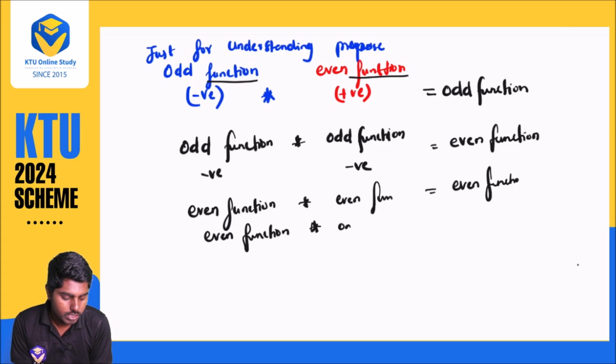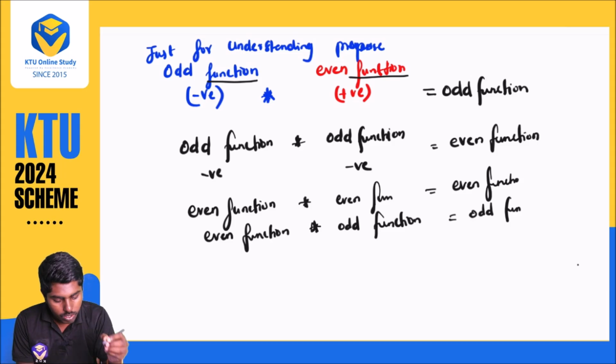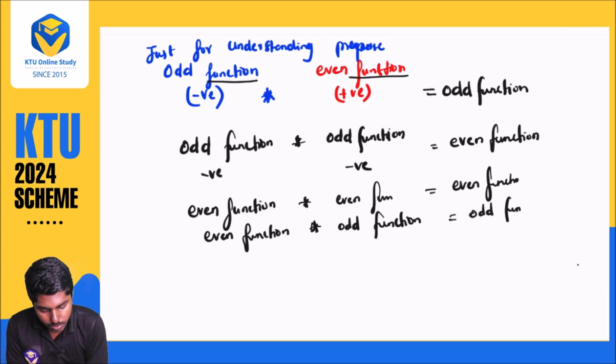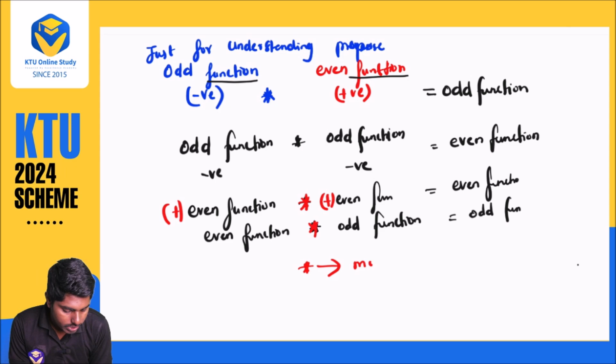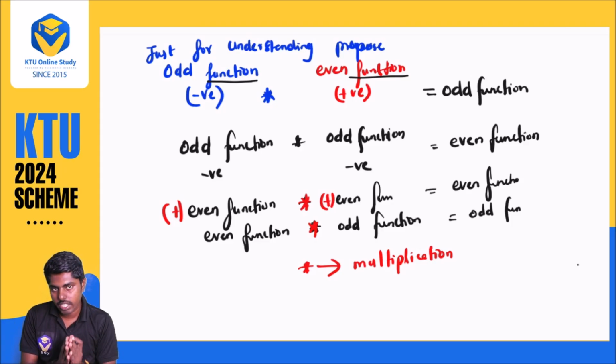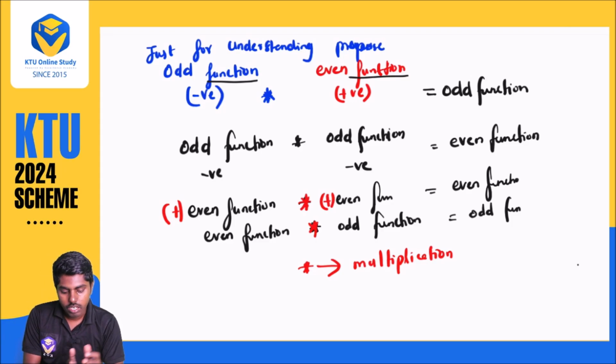Similarly, even function into odd function, we will be getting odd function only. So that is the reason, for better understanding only I have given a symbol. This is considered as a plus symbol, and this is the multiplication symbol. And odd function we consider as a negative symbol, and even function we consider as a plus symbol.